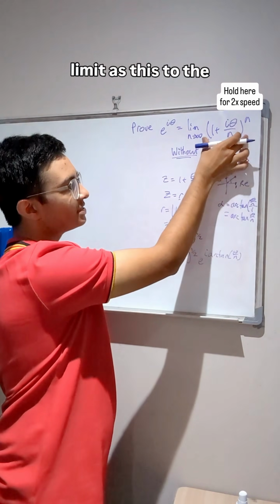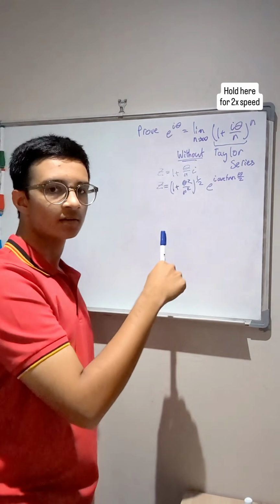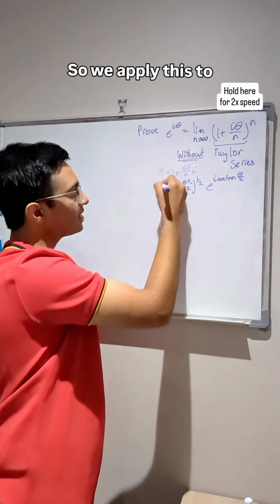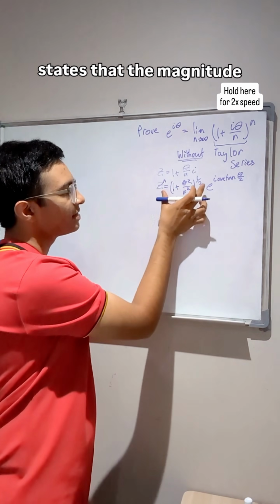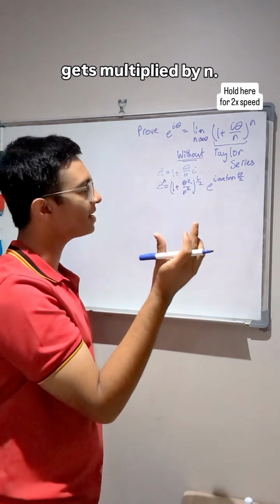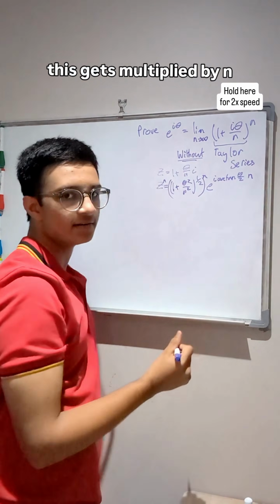So now let's find the limit as this to the power of n as n approaches infinity. So what we're going to do is raise z to the power of n. So we apply this to the power of n. Let's use De Moivre's theorem. So De Moivre's theorem states that the magnitude gets raised to the power of n and the angle gets multiplied by n. So this gets raised to the power of n and this gets multiplied by n using De Moivre's theorem.